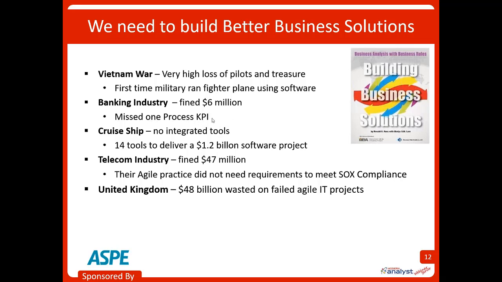When I ran the workshops for like 60 people, in waves of groups, the light went on and all they missed was one KPI. That organization was fined $6 million because of one missing business architecture KPI. I worked with cruise ships, no integrated tools. They went agile. They went 14 tools to deliver a $1.2 billion software project. Boy, are we ever brave.